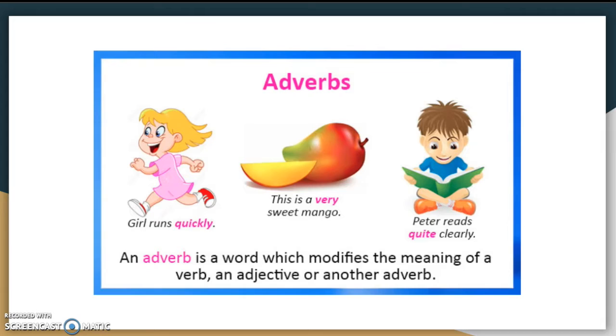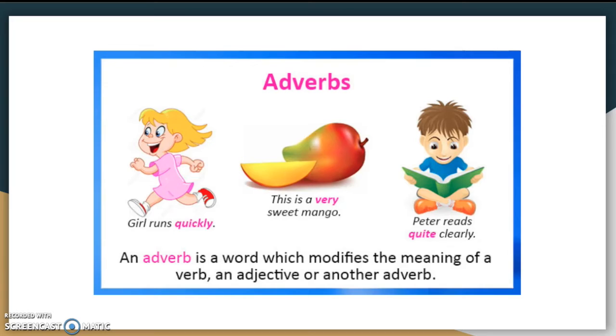Here's a picture of some adverbs. So on here it says the girl runs quickly. It's describing the mango as very sweet. Peter reads quite clearly, and quite would be the adverb.